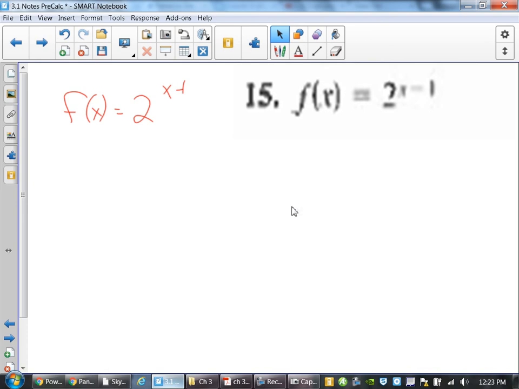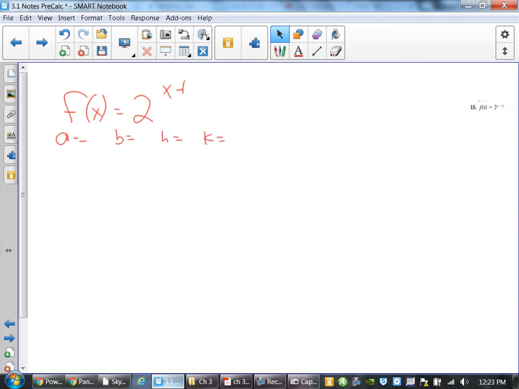One of the things I would suggest as we're doing things like this, remember when we would label out what A, B, H, and K were? Did you guys do that in Algebra 2? I used to have my guys do that all the time, because it forces you to slow down a little bit and understand that H is your horizontal shift, K is your vertical shift, things like that.